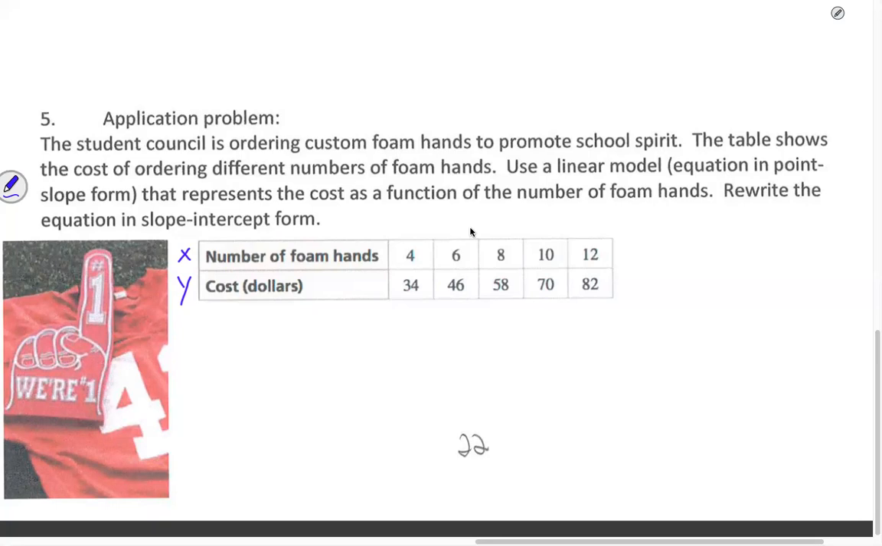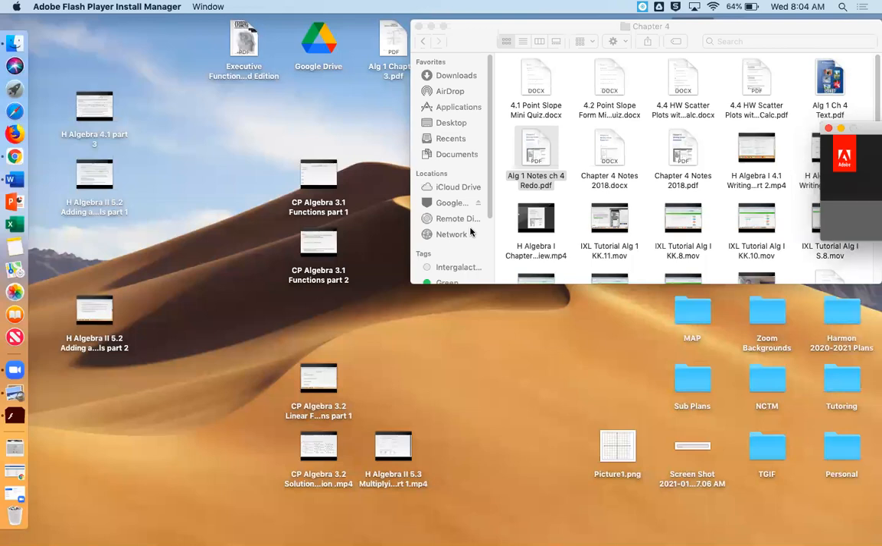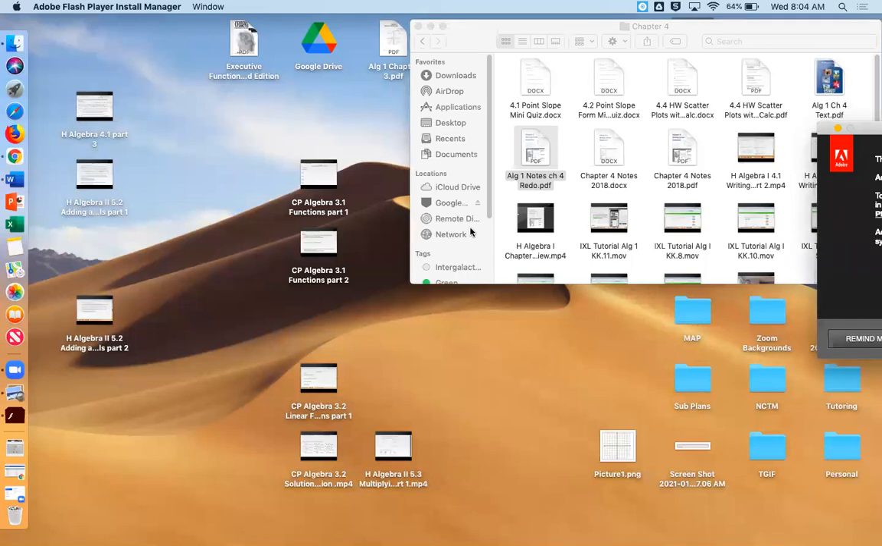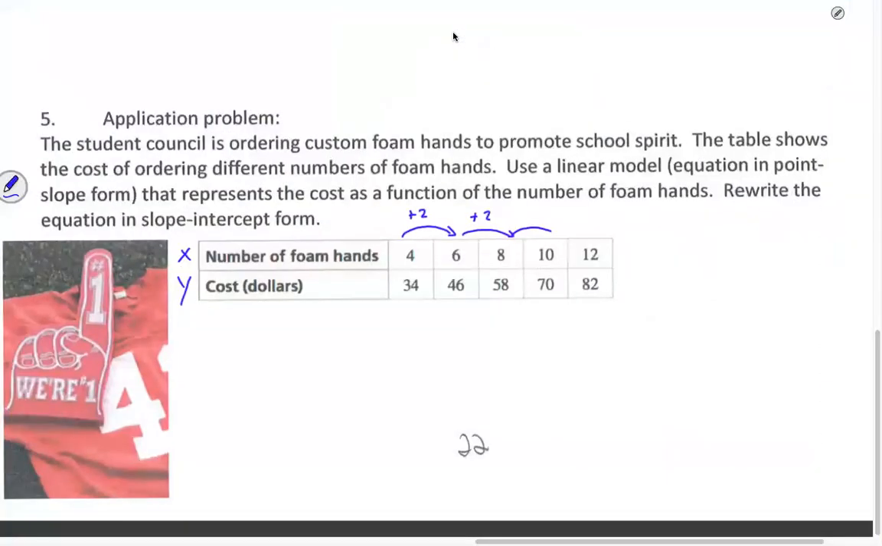Now, Sophie, how do I go from 4 to 6? 2. I added 2. And how do I go from 6 to 8? You add another 2. So I think you guys can see that to go from one box to another, or from one point to another, I'm adding 2.